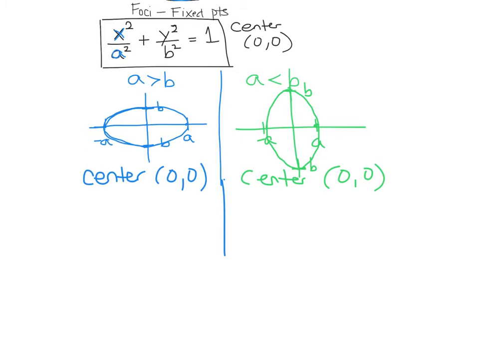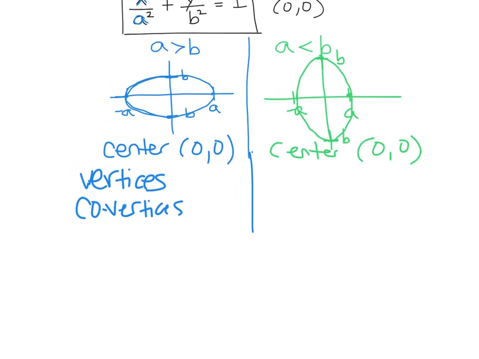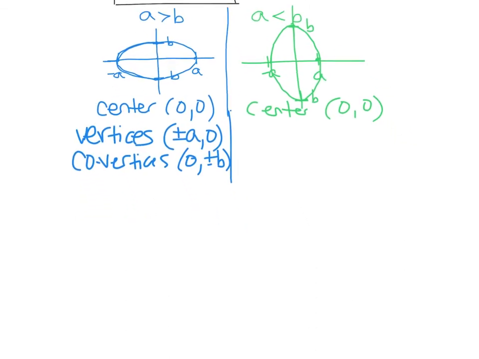If A is bigger than B, then we're going to have something called vertices and co-vertices. Okay? And the vertices are going to be the ones that are farther away from the center. So our vertices for this graph up here would be at plus or minus A, comma 0. Okay? So those are the vertices. And then the co-vertices would be at 0, plus or minus B, because they're not as far away. So like being a co-champion is not as great as being the champion.